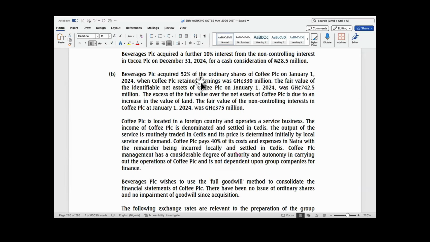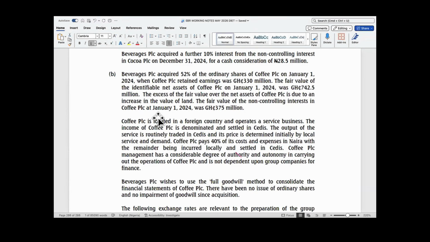Not assets alone, items. But if it's an independent foreign subsidiary, that is when I will translate all assets and liabilities at closing rates, share capital at historical rates, pre-acquisition retained earnings or reserves at historical rates, post-acquisition retained earnings and reserves as the balancing figure, while also translating my P&L items at average rates. And that is told in the second paragraph.